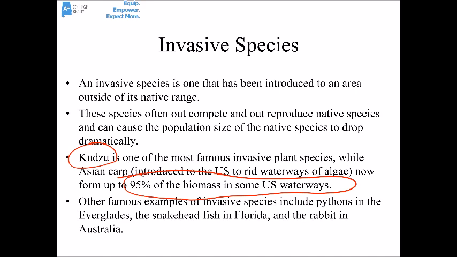Some other famous examples are the pythons that have been introduced into the Everglades and are competing with alligators and pushing their numbers down. The snakehead fish, which has become a huge problem in Florida. And even things like the rabbit, which was introduced to Australia and competed with the kangaroo and caused some massive problems there as well.